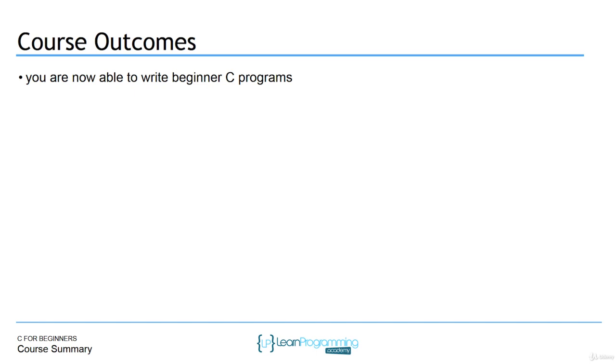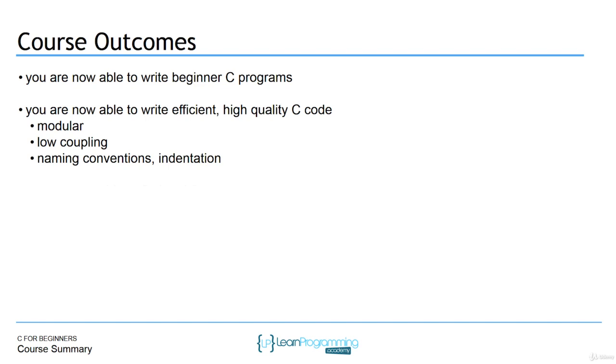You have to practice and you have to write a lot of code, and you're going to get better and better as you go. You're able to now write more efficient and high quality C. Throughout the course, I tried to focus on high quality code. And what this means is allowing your code to be easier to maintain, easier to find and fix bugs.